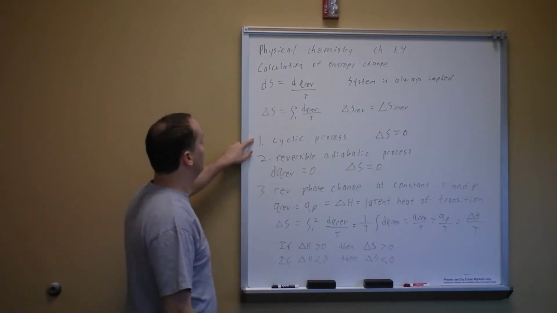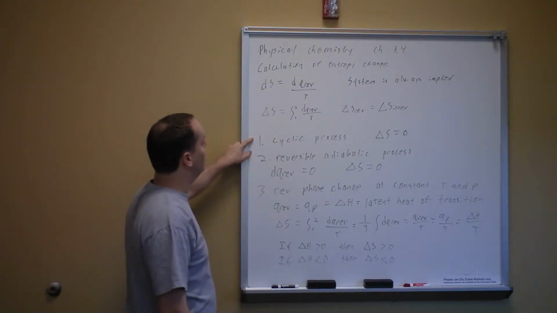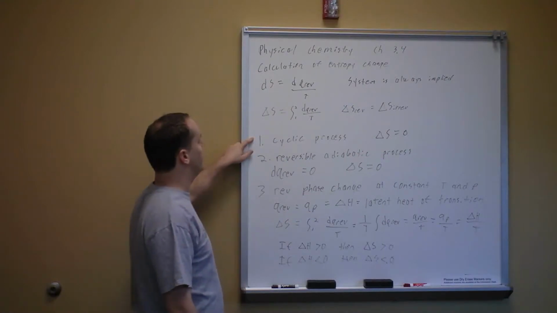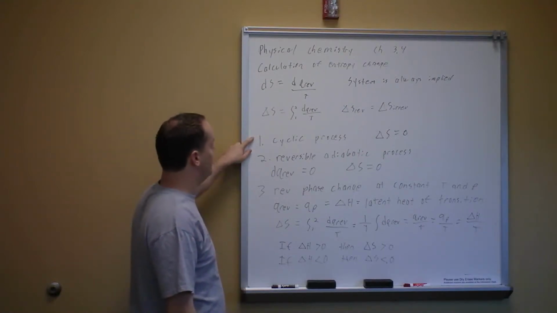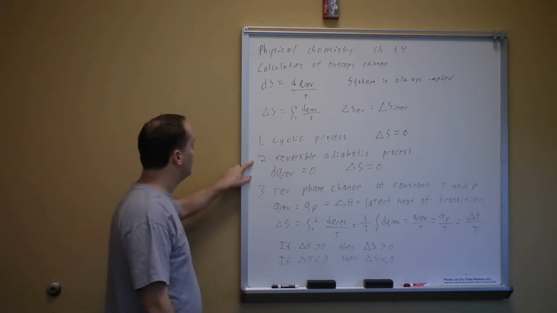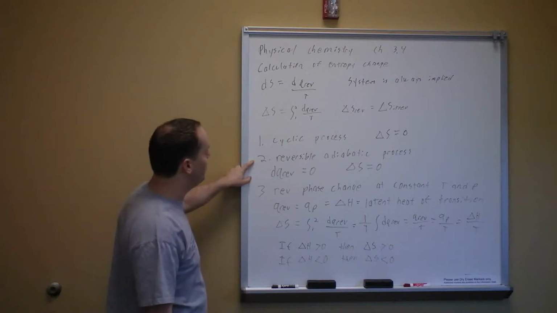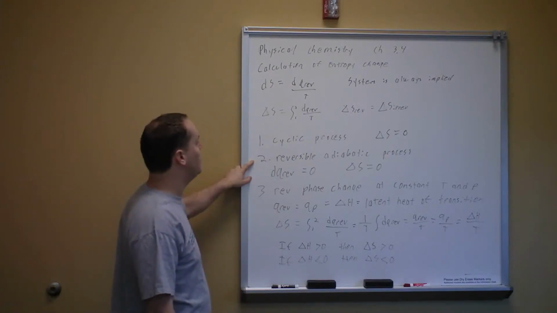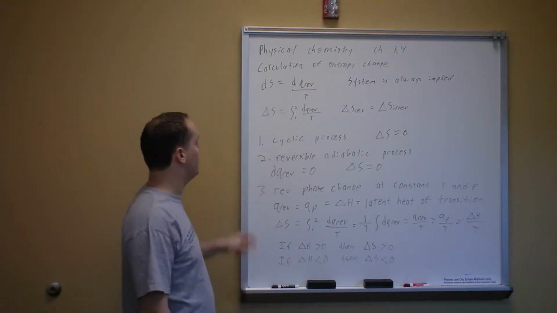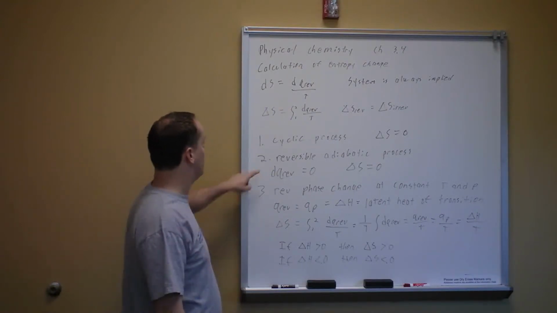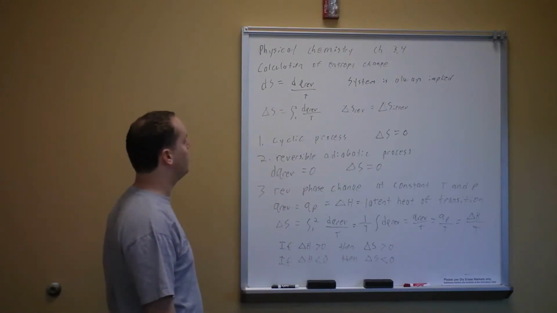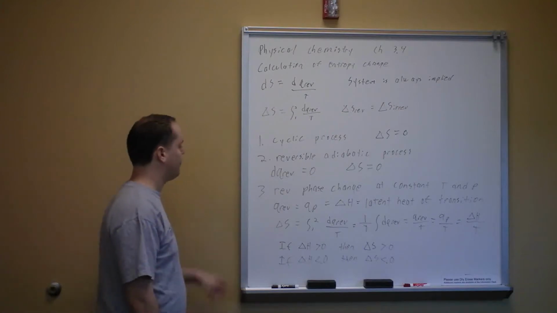Now, probably the most obvious case, of course, is a cyclic process. Since entropy is a state function, for the cycle, any state function, the change is going to be equal to 0. So the change in entropy is going to be equal to 0 for any cyclic process, such as the Carnot cycle. Now, another simple way is the reversible adiabatic process. By the definition of adiabatic, dq reversible is equal to 0. Therefore, dq reversible over T is equal to 0. Integrating, that's going to be 0. So we have delta S is equal to 0.